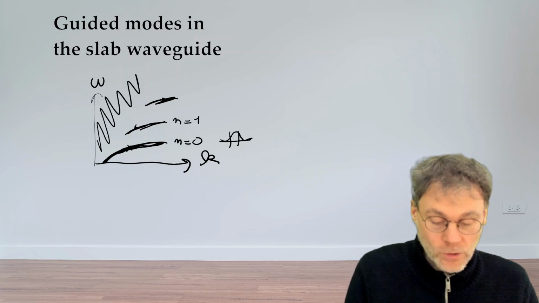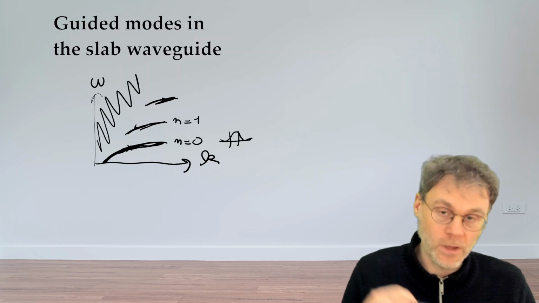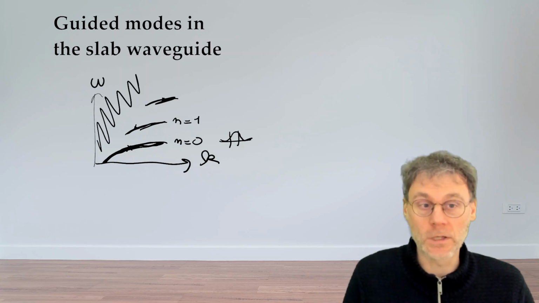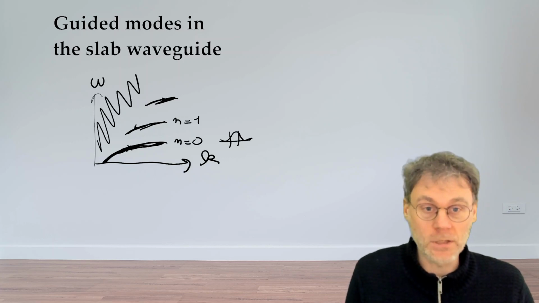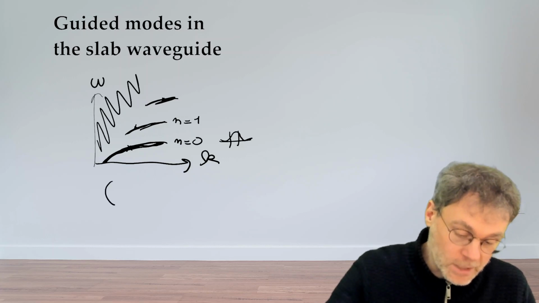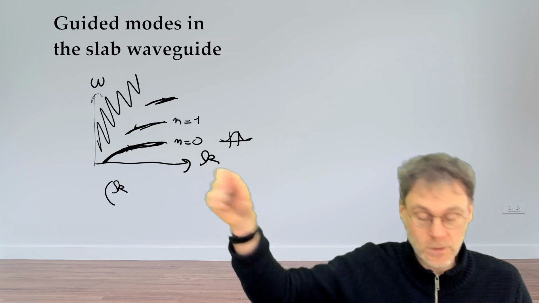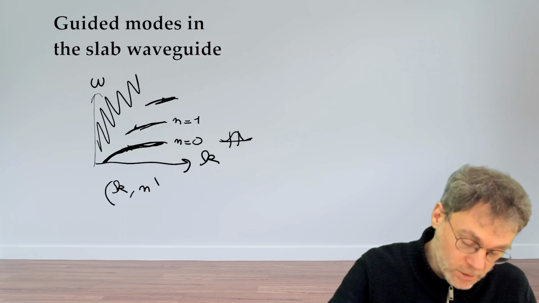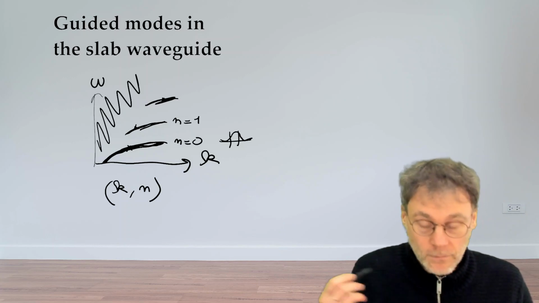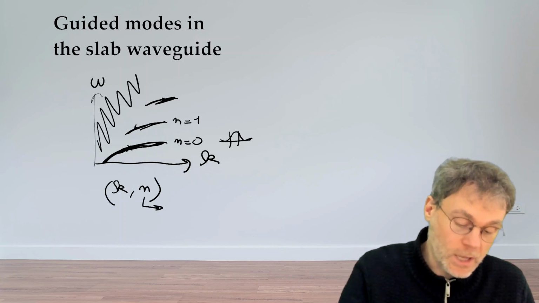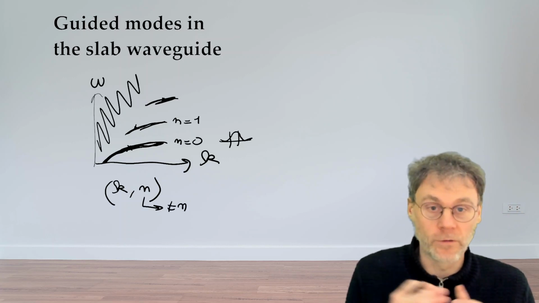Now we can introduce this index n here to talk about the different types of guided modes that we have, with n equal to 0 corresponding to the fundamental mode. And that means that we can identify any guided mode in this diagram by using some sort of an extended label. First of all, a label k to tell you which point on the horizontal axis we are at, and then another index n, which tells you which mode, which band you're looking at. Unfortunately, n here is the same symbol as refractive index, but of course this is a different quantity, so don't confuse these two things.